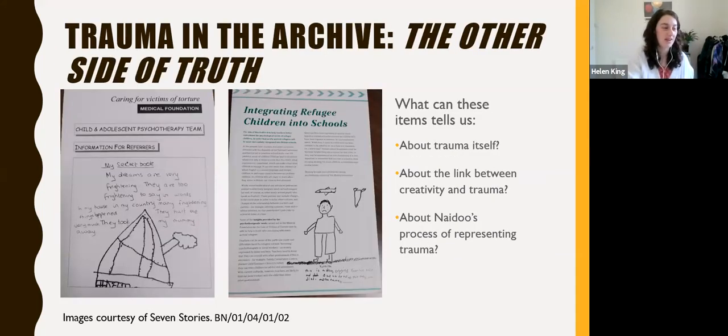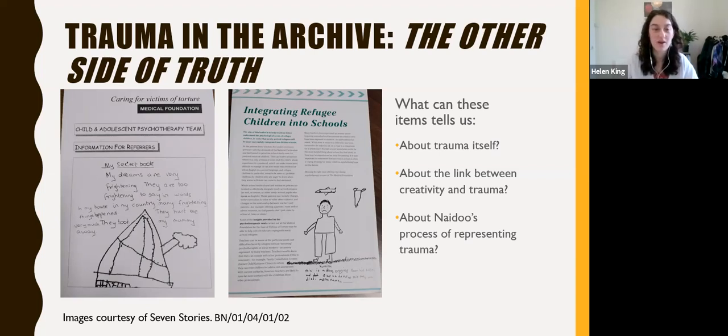So first of all, I'd like to return to The Other Side of Truth. One of the tasks of trauma theory, and one of our tasks if we're using trauma theory, is to explore the strategies that texts use for representing trauma. And I'd like to give some examples here. So this first one is from the Naidu archive, which is held at 7 Stories, and which I'm using extensively for my own research.